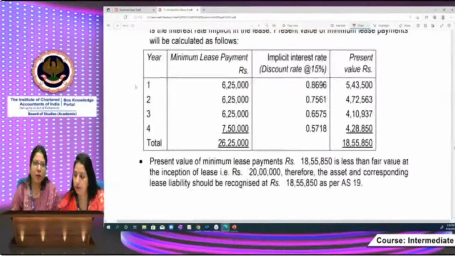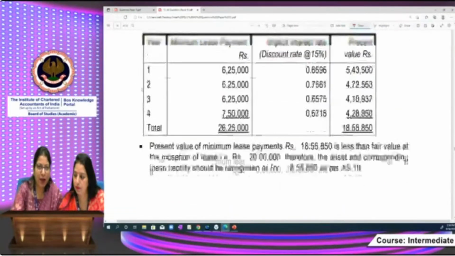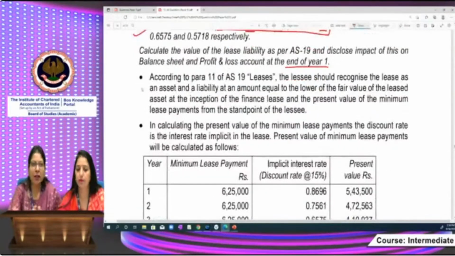If you do not remember the para number, do not write it. We do not insist that the para number should always be written there. But the crux of the answer, the crux of the classification, the reason for the classification, that should definitely be mentioned in your answer. Otherwise, the accounting treatment, whatever you are giving, will not be justified, will not be substantiated, and you will definitely lose marks.